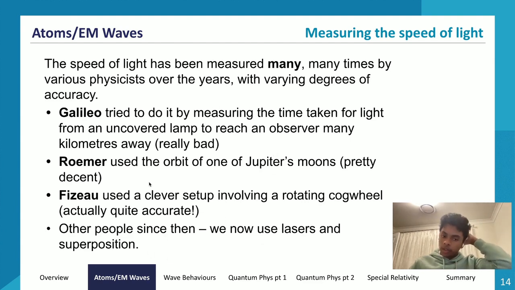So he had a pretty accurate setup. The main limitation with Fizeau's method was that, at his time, the technology available to him was limited as opposed to what we have right now. So that was probably the main limitation, because his method was quite clever and quite a good setup in terms of using it to measure the speed of light.